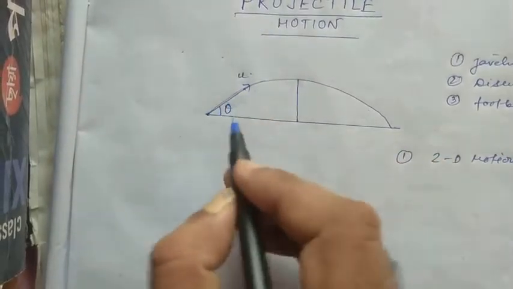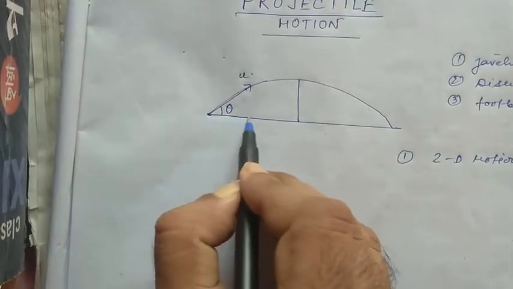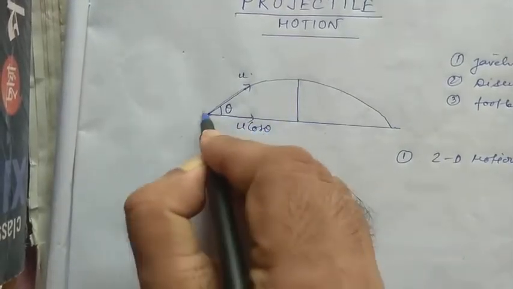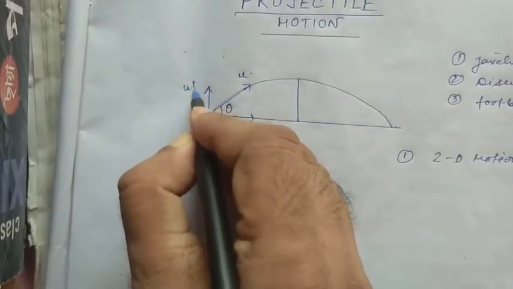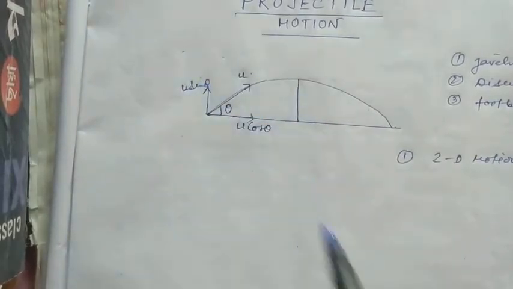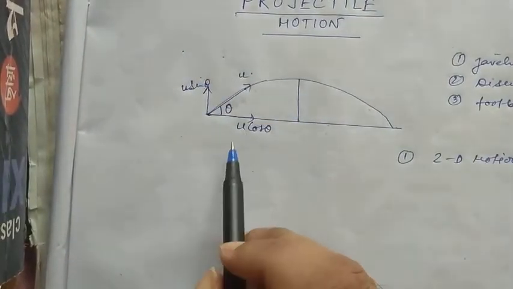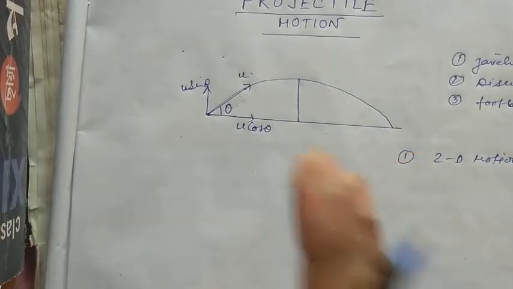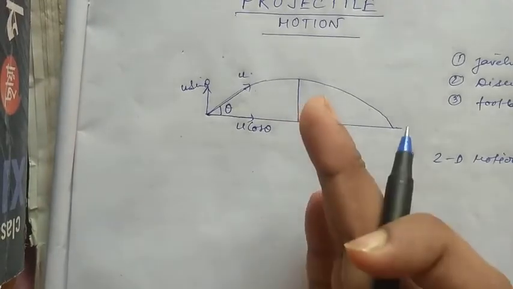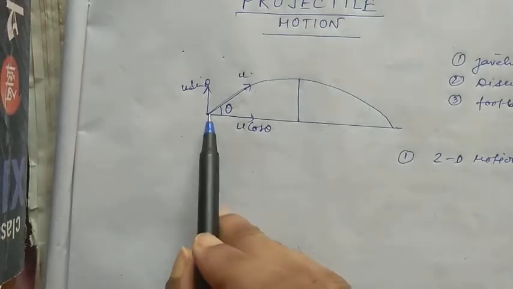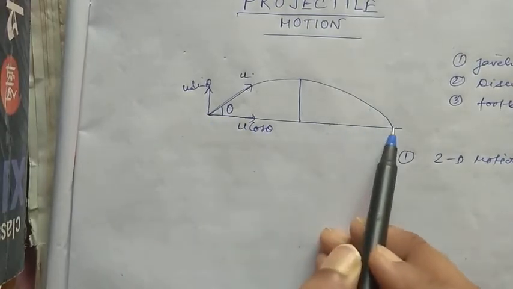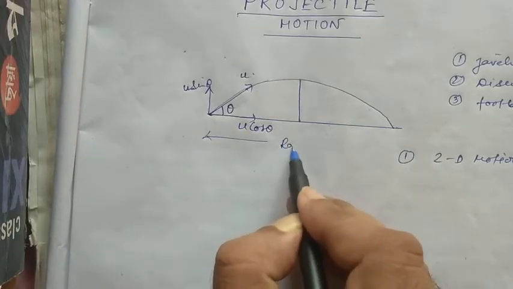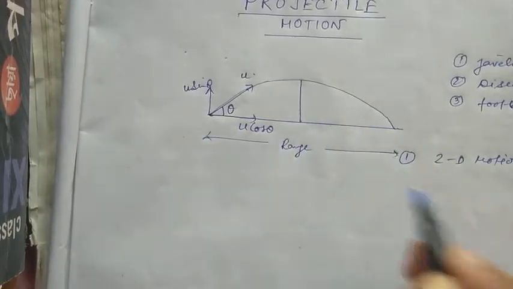Now we are going to break this u into two components, u cos theta and u sin theta. Why did we break this into two components? To discuss the motion of the projectile in the x direction as well as along the y direction separately. Now this is the motion along the x direction. This is known as the range of the projectile.